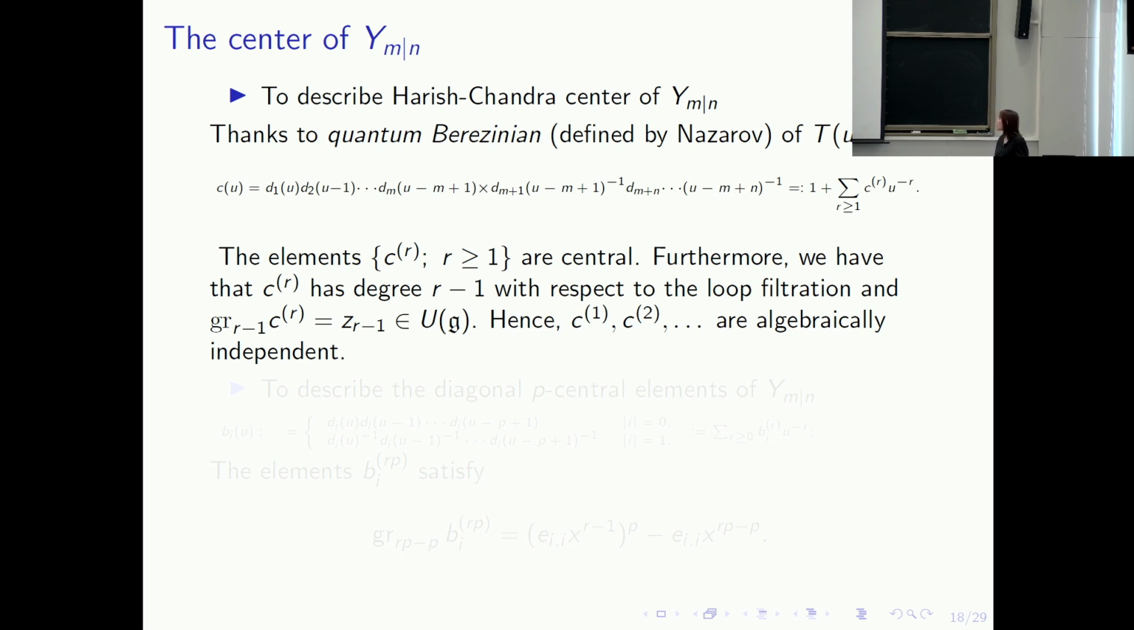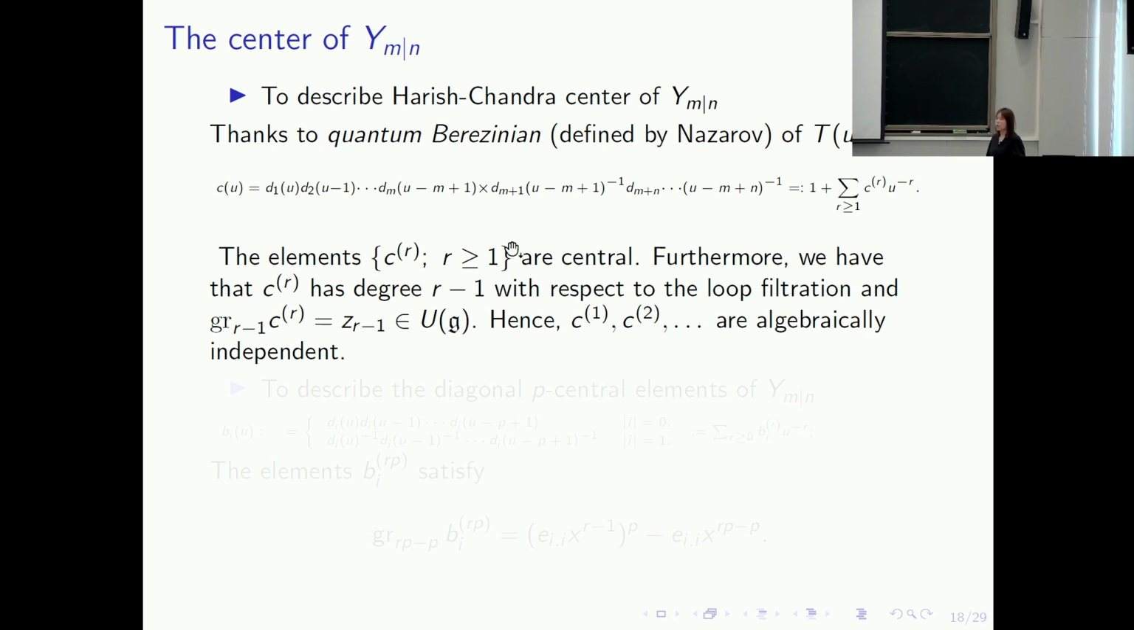we follow Nazarov's definitions. We give the quantum bracketing of the matrix T mu in this case. The formal power series C mu, the coefficients of this formal power series are denoted by Ci, and we can prove that these coefficients Ci are central.